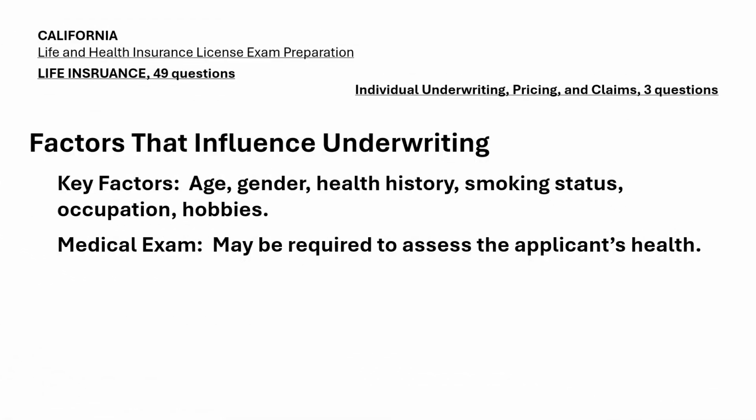Slide 3. Factors that influence underwriting. Master these terms. Key factors: age, gender, health history, smoking status, occupation, hobbies. Medical exam may be required to assess the applicant's health. Description: several key factors influence the underwriting process, including age, gender, health history, smoking status, occupation, and hobbies.